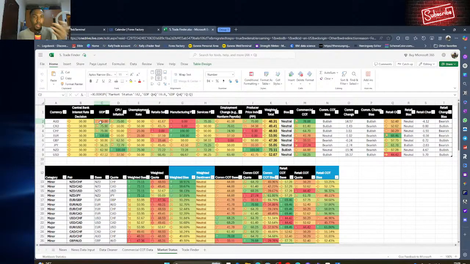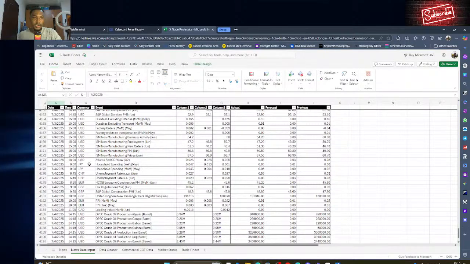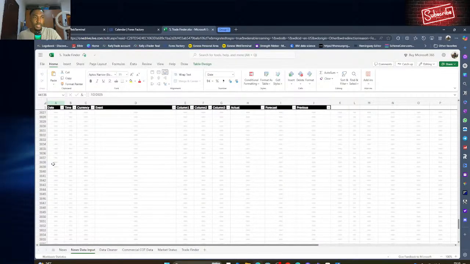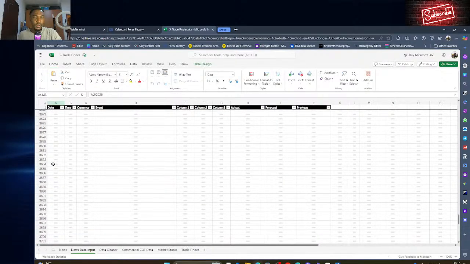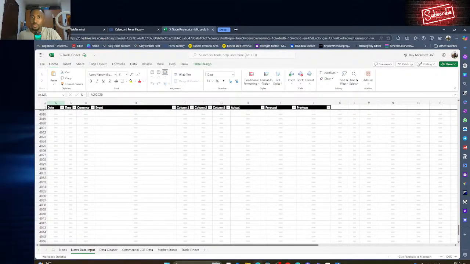All of these are scores based on different news for different currency assets, though I didn't write percentage with them. Every day I have to manually pick up all the news and drop it in here. As you can see, this has been since January 2nd. It's a lot of information, like 4,000, 5,000 rows.